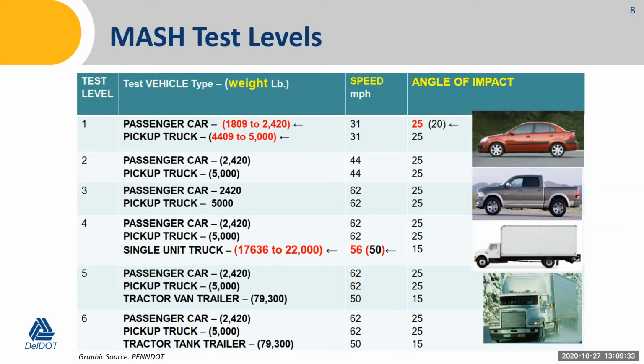Generally, we test for things around test level 2 or test level 3 criteria. We use test level 4 and test level 5 now more for roadside barrier and bridge abutments, where we need a stronger type of system to handle situations where we have more trucks in the vehicle mix on the roadways.